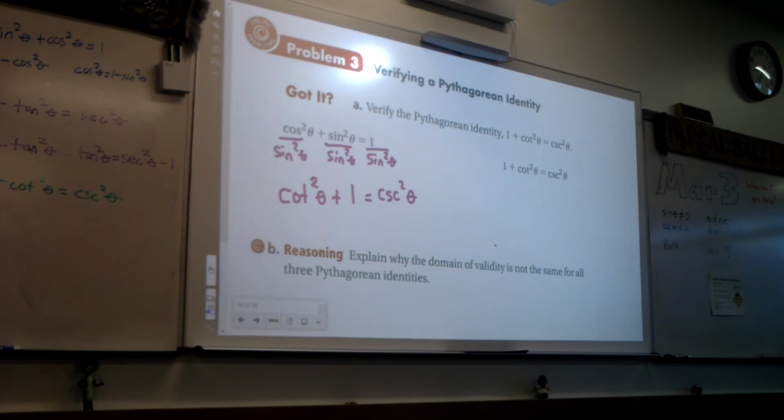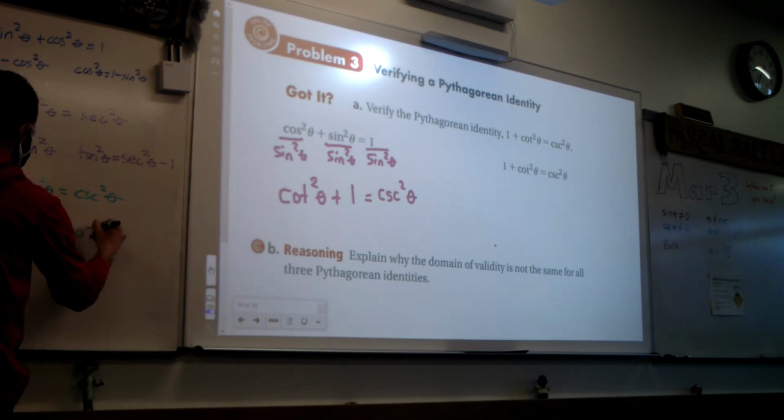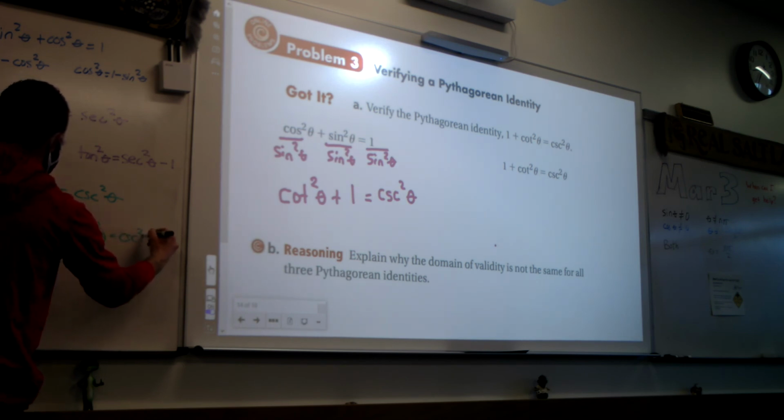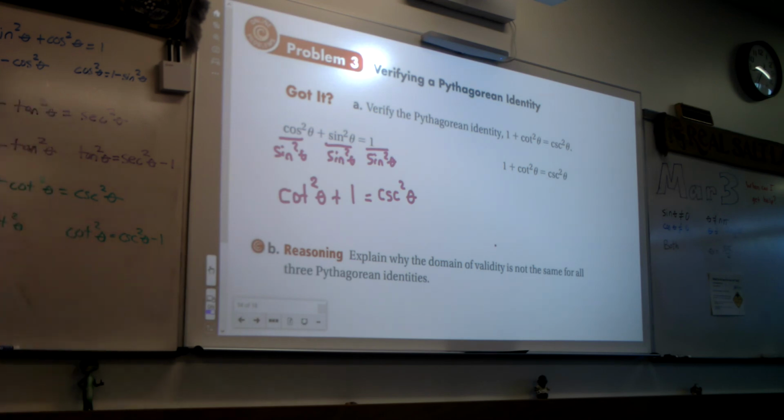Okay, the other way I could write this is I could write it as 1 is equal to cosecant squared of theta minus cotangent squared of theta. Or we could say cotangent squared of theta is equal to cosecant squared of theta minus 1.